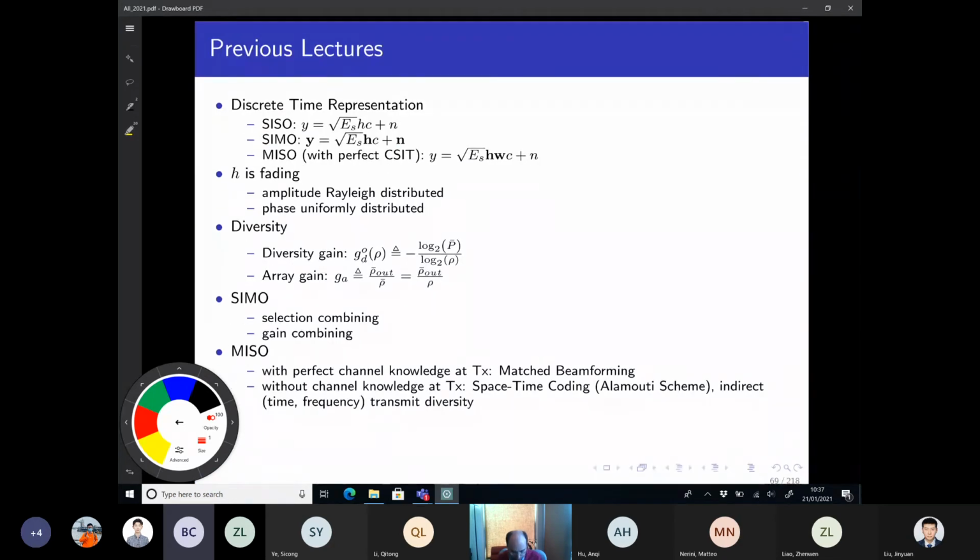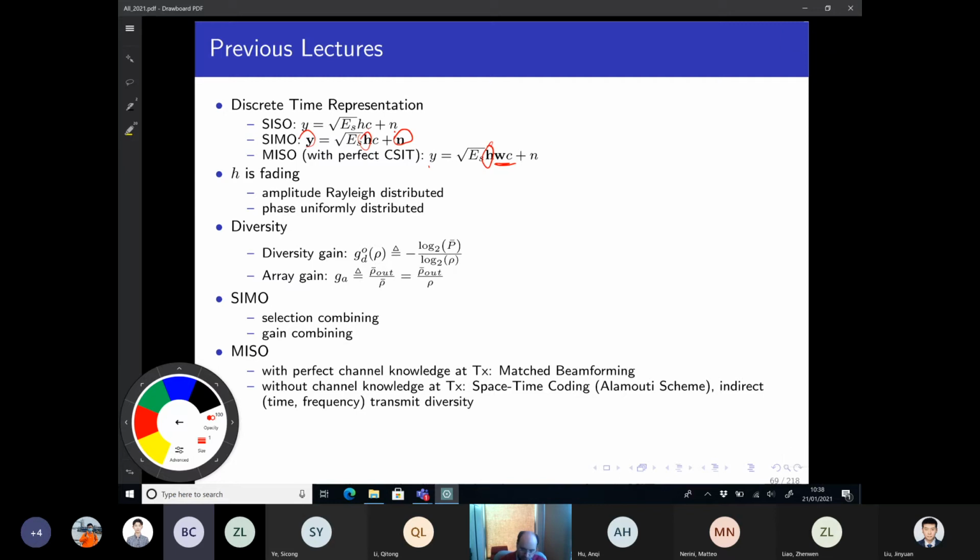And so let me remind you a little bit of what we have done so far so that you understand the flow of ideas here. The system model we had is the following. We had the SISO, SIMO, MISO. In the SISO, we had just a scalar here and a scalar there, and a scalar for the noise. In the SIMO, we had a vector here, a vector there, and a vector channel. And in the MISO, in the case where we had perfect CSIT, we had a scalar at the receiver, a scalar for the noise, and a vector at the transmitter side, because we have multiple transmit antennas, and so we have a vector channel H as well.